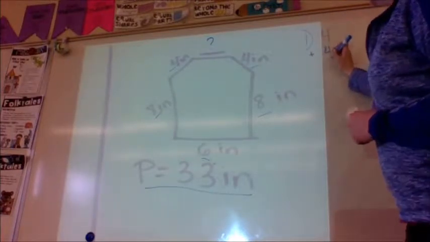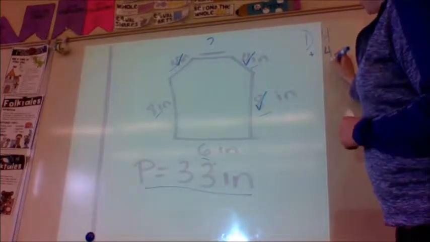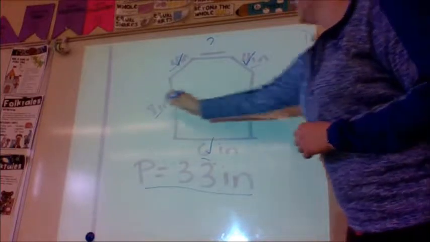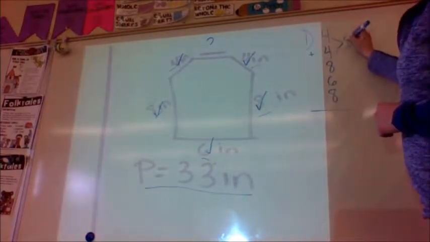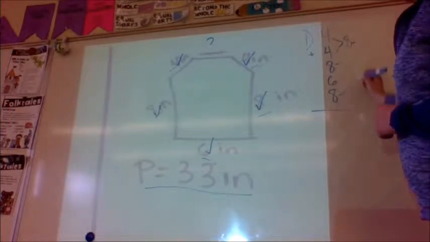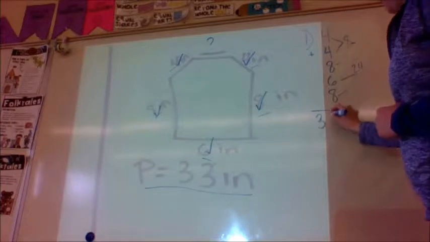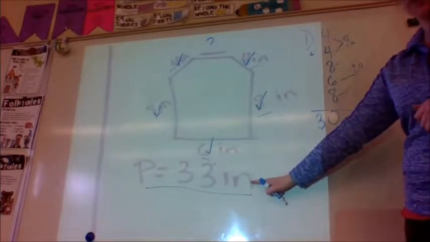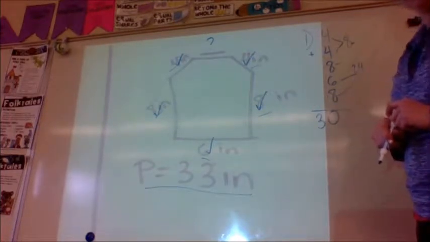So we've got 4, 4, and we talk about putting a check mark to make sure that we get all of them. 6, and another 8. So we would add all those up. 4 and 4 is 8. 8 three times is 24, plus 6 is 30. So we see that 30 is very close to our total of 33, and whatever the difference is here must be that length of that missing side up there.